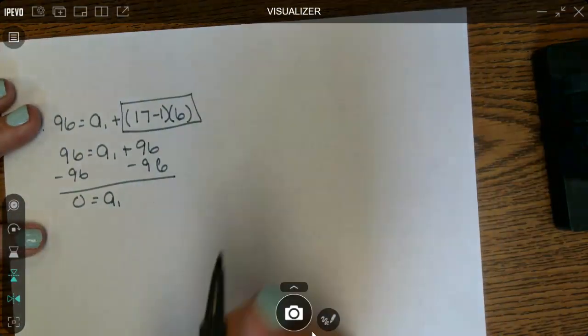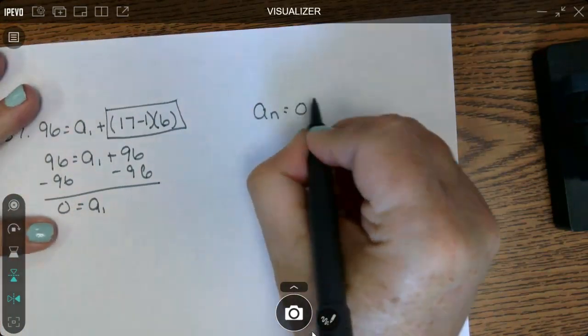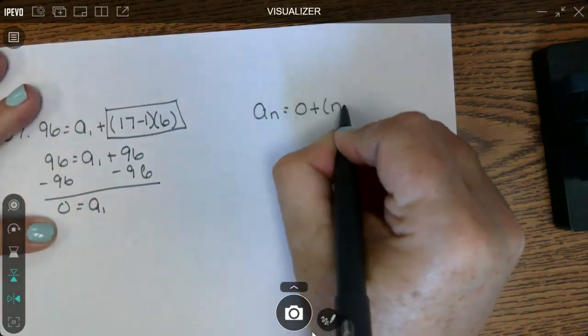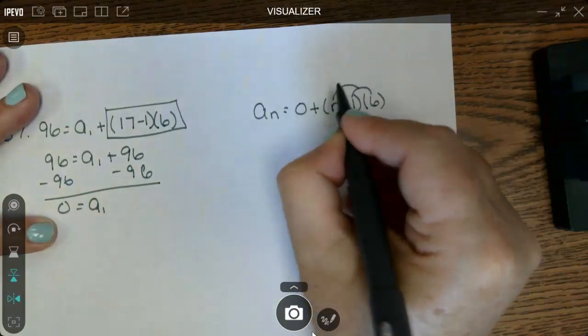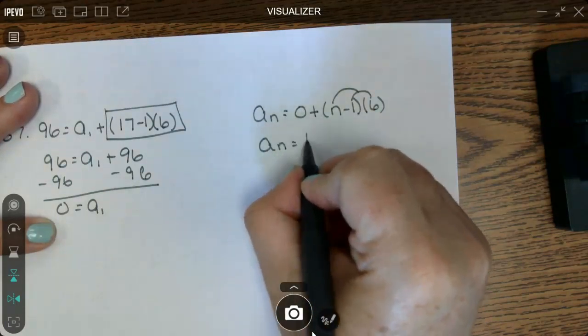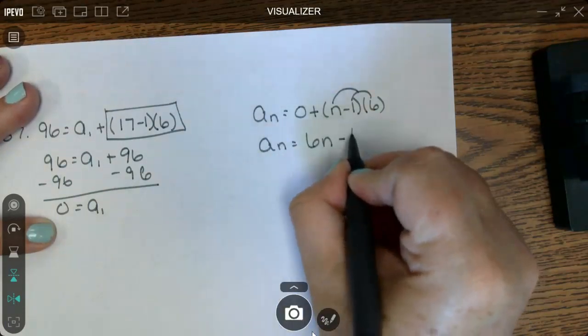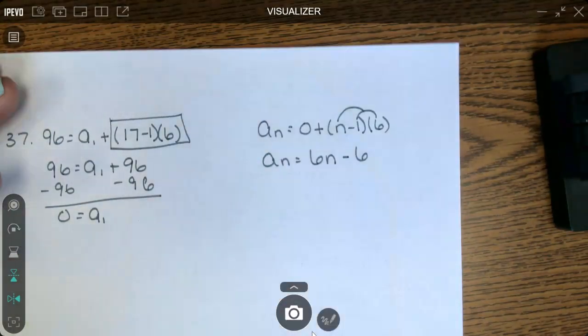Okay. So here we go. a_n equals 0 plus n minus 1 times 6. We're going to distribute. Now, do we need to keep that 0? And the answer is no. So the answer is just going to be 6n minus 6. Okay, so there's your answer.